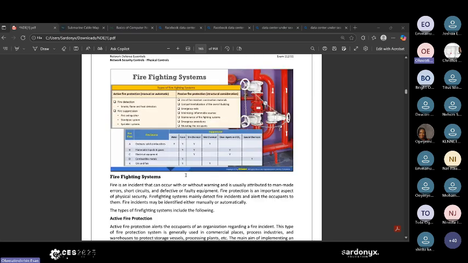Then also you have firefighting systems, fire suppression. You have it for solid combustibles, flammable materials, electrical fires, combustible metals, and oil. You can read this when you have access to the materials.